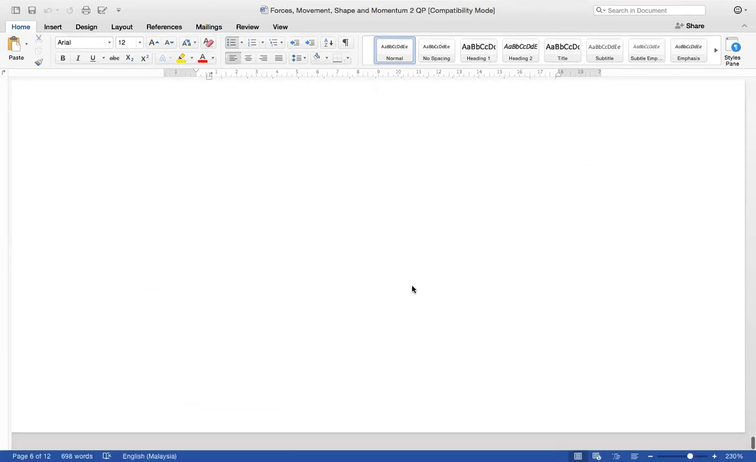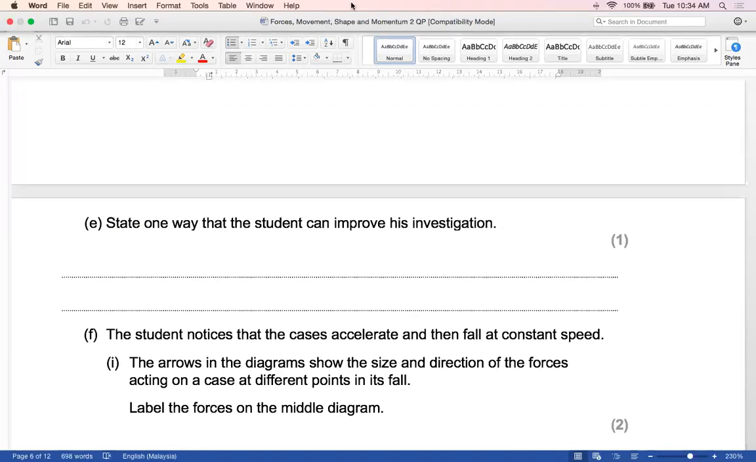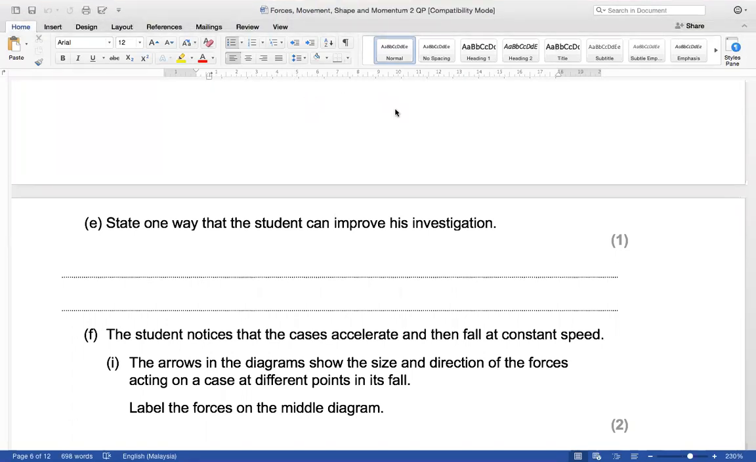Okay, let's look at this. State one way that the student can improve his investigation. What is one way to get a more accurate result, basically? Like you want to improve your investigation. Repeat the experiment. Correct. So you repeat the experiment and then you find the average time taken for the cupcakes to fall.